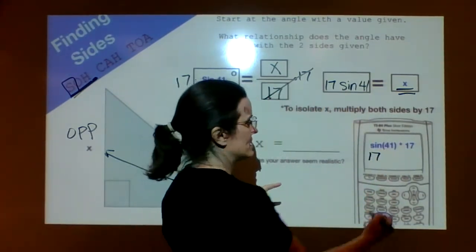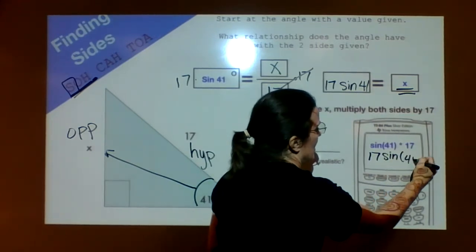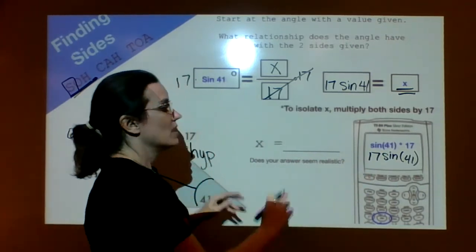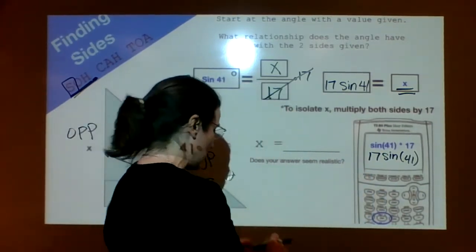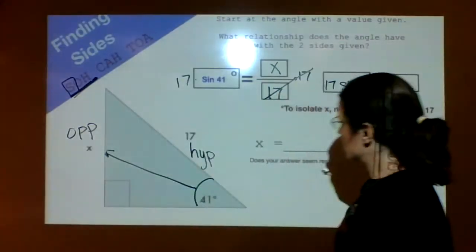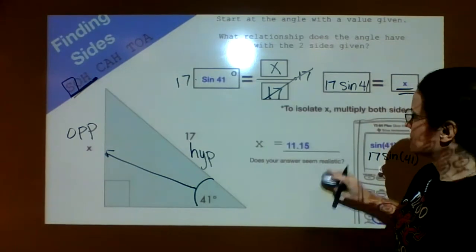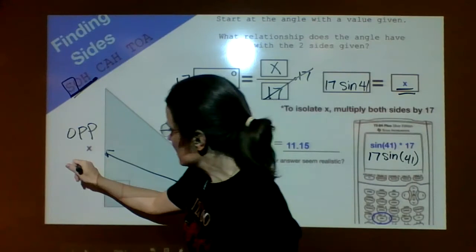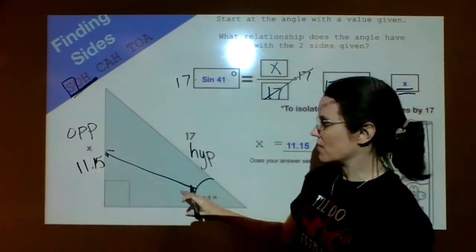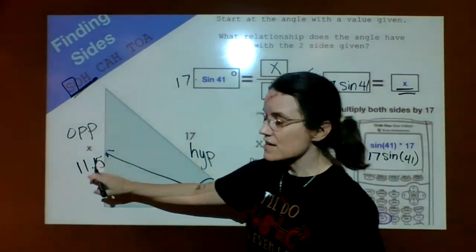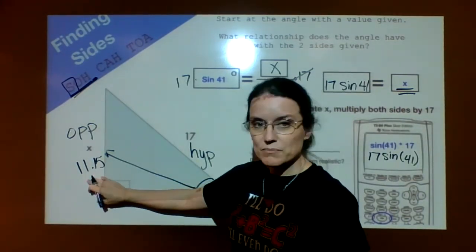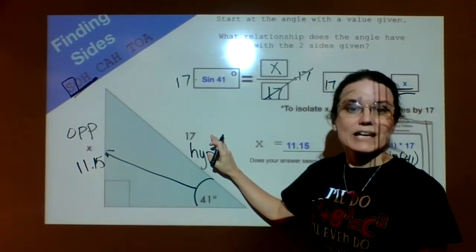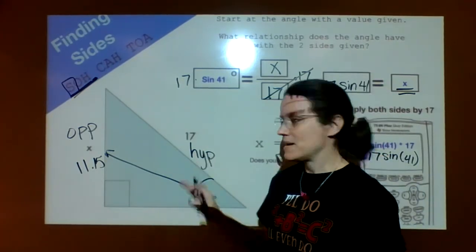I can type in 17 sine and 41. Either way in these TI calculators is going to work. Make sure your mode is in degrees, and when you do that, you should end up getting something about 11.15 for x. And so I put 11.15 in here, and you ask yourself, okay, the hypotenuse is the longest side. This should be a little bit smaller. Well, is 11.15 a reasonable side length to have if you know your hypotenuse is 17? Sure, it's smaller than 17, seems to make sense.